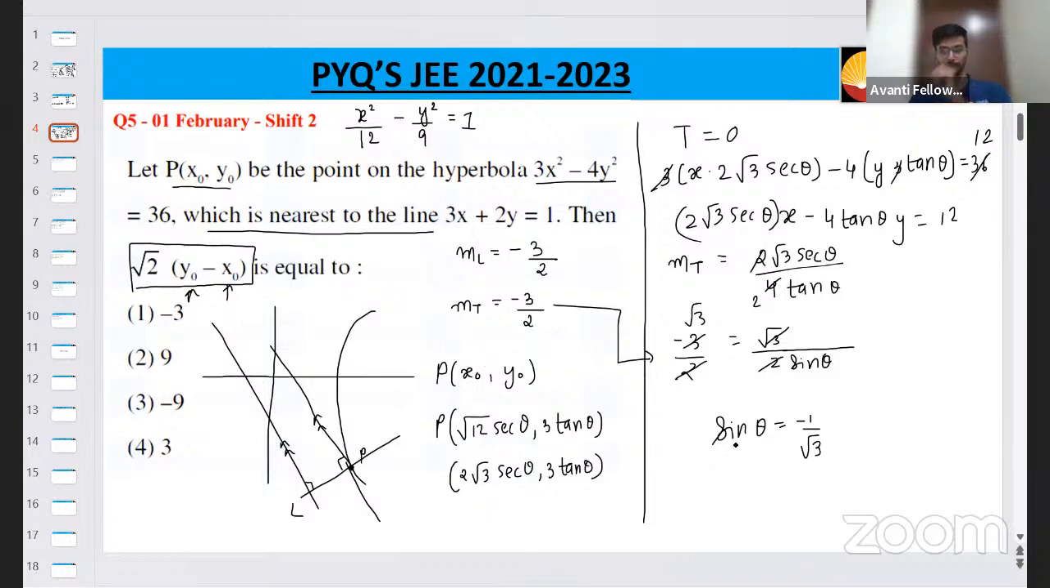Sine theta is minus 1 by root 3. So how to find the value? We'll use the triangle. Sine theta is opposite upon hypotenuse. So this will be root 3 and this is 1, and the adjacent is root of this square minus this square, root 2. We want sec theta. What is sec theta, guys? Sec theta is hypotenuse upon adjacent. So root 3 by root 2. And what is tan theta? Tan theta is opposite upon adjacent.